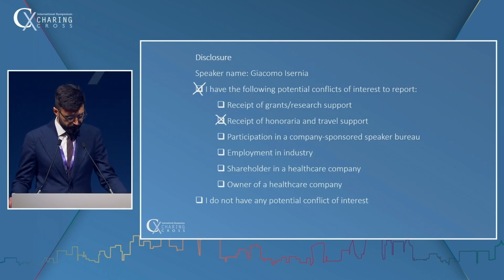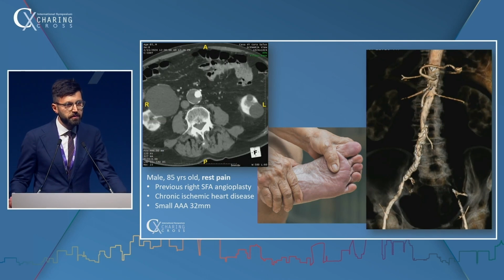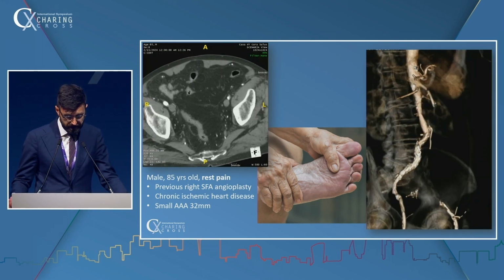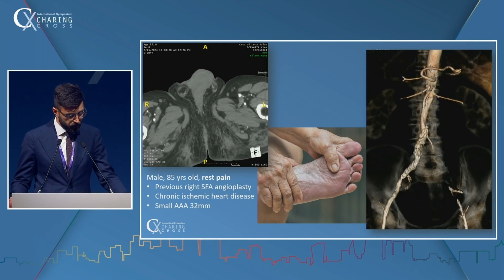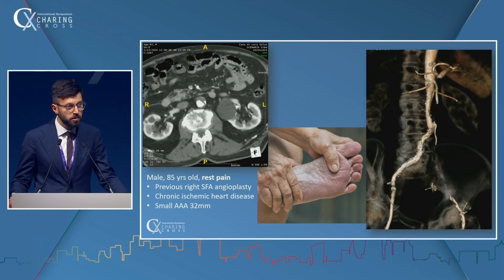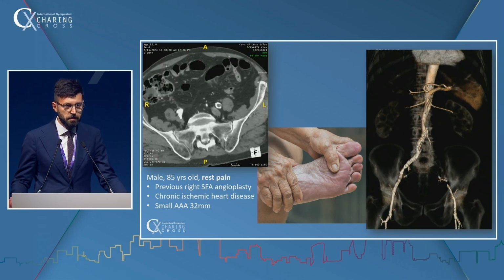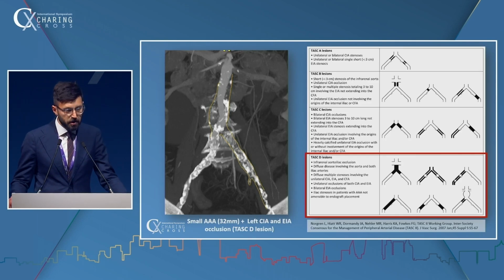This is a case of an 85-year-old male patient with CLTI affected by rest pain. The patient presented a common atherosclerotic burden, and in particular, an occlusive disease was also associated with a small infrarenal abdominal aortic aneurysm, measuring 32 millimeters. According to the well-known TASC II classification system, this patient was considered a TASC D lesion.